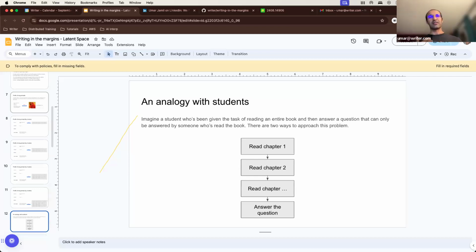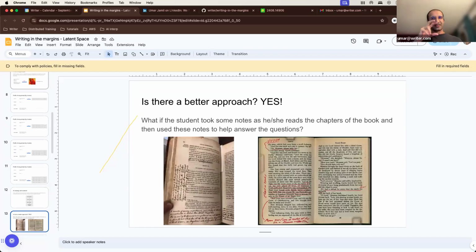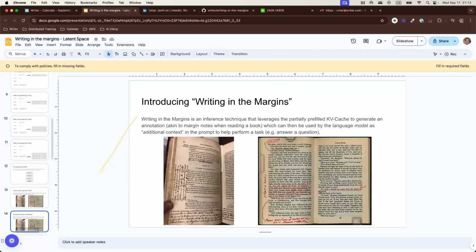Why? Because intuitively, when you read a book, the moment you start reading the second chapter, you may have already forgotten what the first chapter was about. So what is a better strategy that this student could do? Well, the student could read the chapters, and while reading, take some annotations. And this is what we do with writing in the margins.